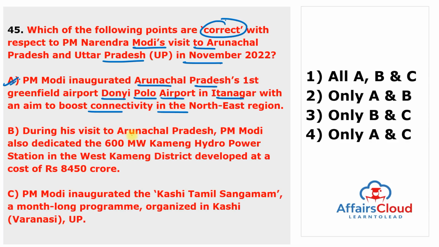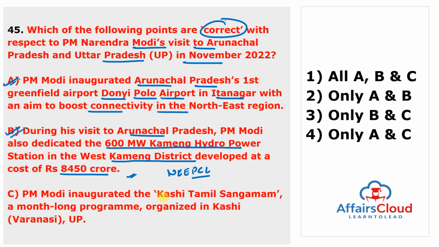Next is, during his visit to the Arunachal Pradesh, Prime Minister Narendra Modi also dedicated 600 megawatt Kameng hydropower station in the West Kameng district developed at a cost of almost 8,450 crore rupees. And this is the biggest hydropower project implemented by Northeastern Electric Power Corporation Limited. This statement is also true.